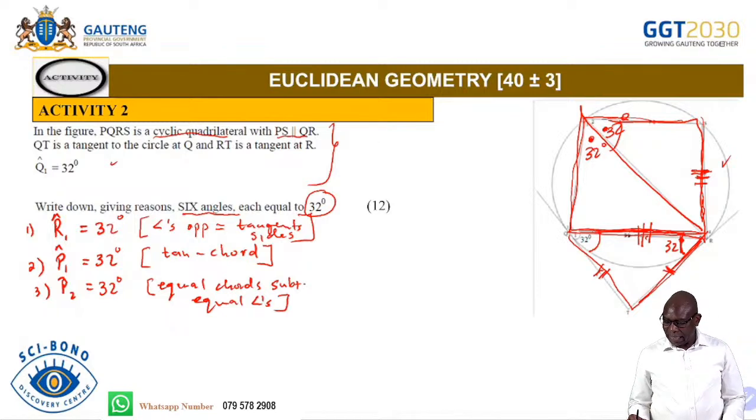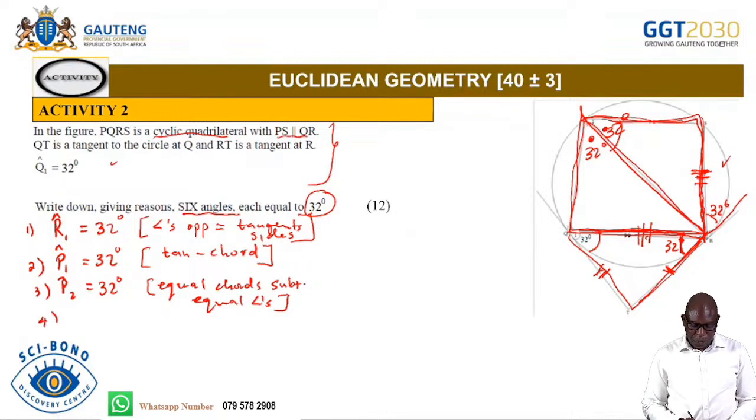Now, the next one that I'm going to get is R4. So R4 is this one here. So it's 32 degrees. The reason being tan chord theorem. Can you see the tan chord theorem? So the fourth one will be R4, it's 32 degrees. So the reason there will be tan chord theorem.